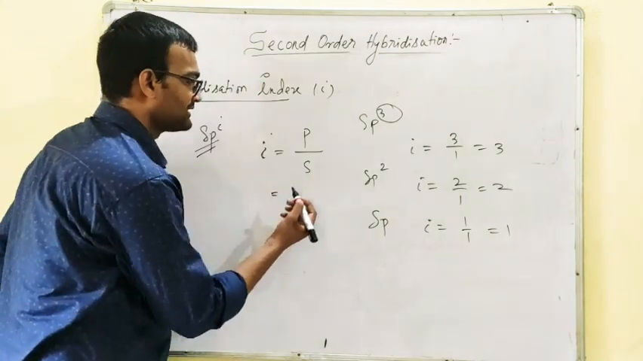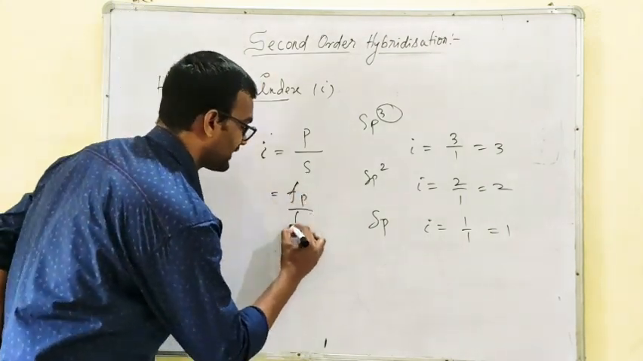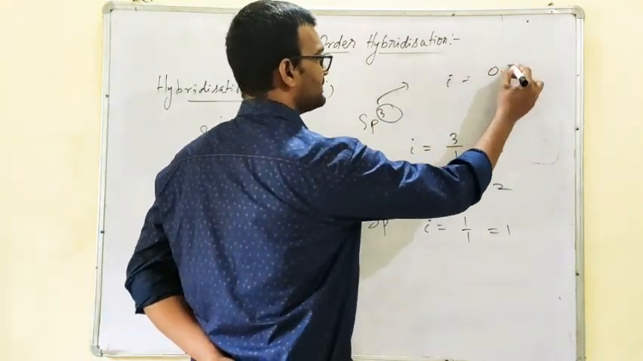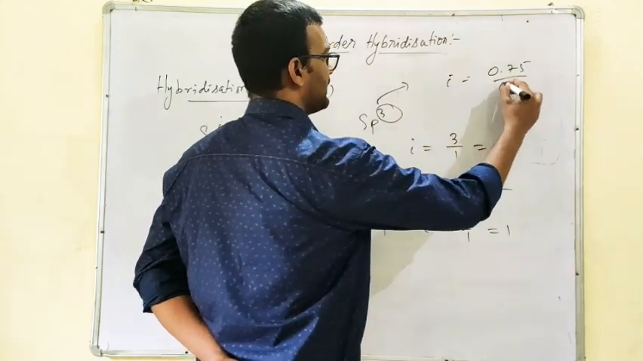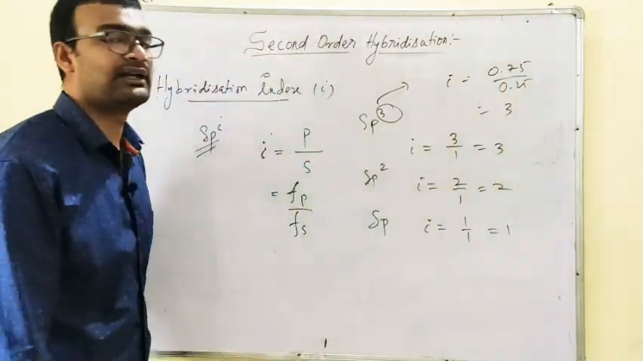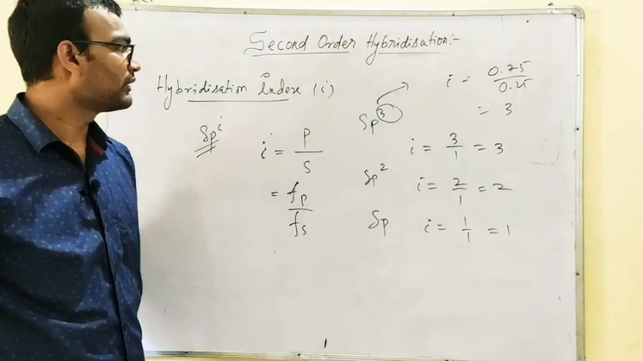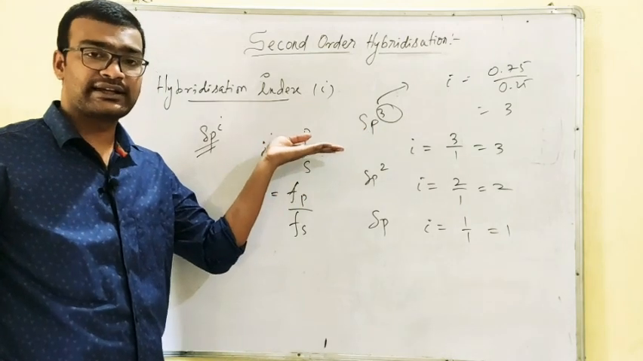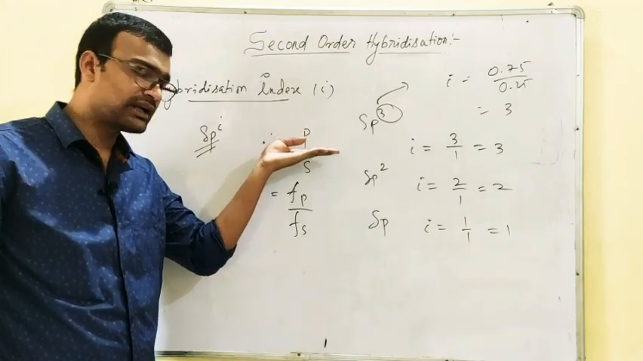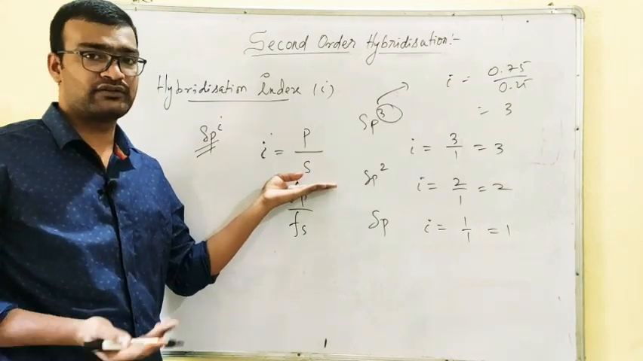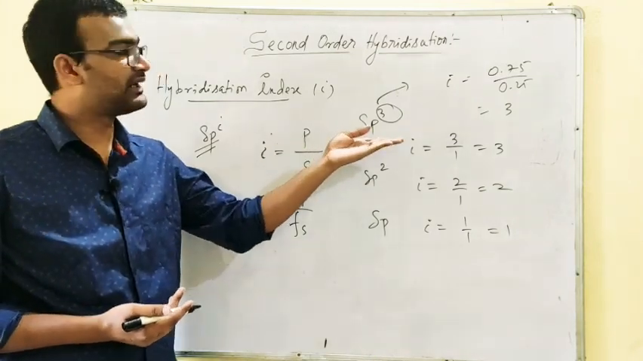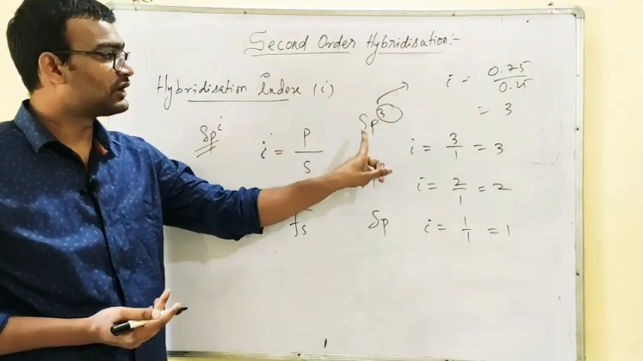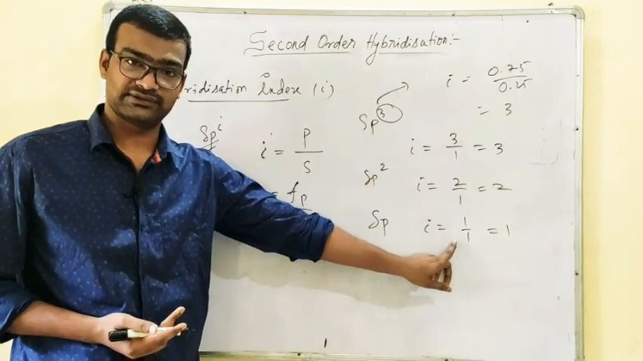For sp3, what is the fraction? This is the fraction of p to the fraction of s. So for sp3, what is the fraction of p orbital? 0.75. What is the fraction of s orbital? 0.25. Again you get the same value, 3. So what we conclude from hybridization index is that it is the ratio of the number of p orbitals, or fraction of p, to the number of s orbitals, or fraction of s. From a trick point of view we can remember it: the hybridization index I is equal to the number of p orbitals, as the number of s orbitals is always 1 in each case.